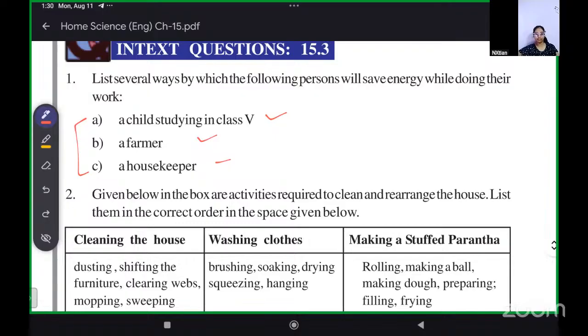Okay, a farmer. Using a machine instead of maybe doing it with your hands. Yes, amazing, good. Using labor-saving devices, using machines, good. You can repeat the points also, from the student and farmer to housekeeper. The points can be the same also. Some points can be similar also.